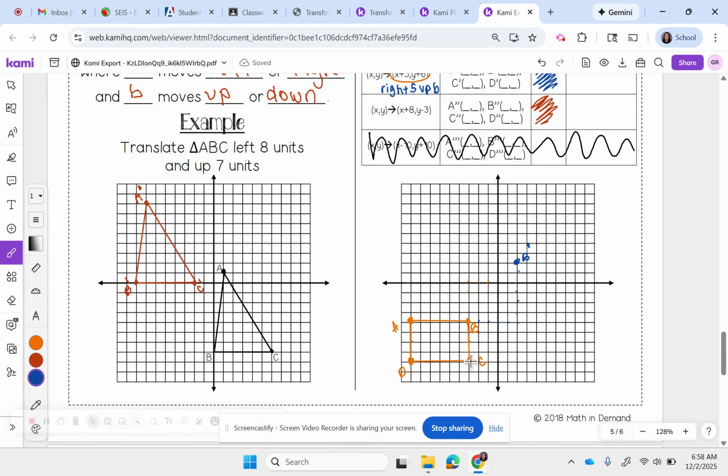And then we're going to translate C. 1, 2, 3, 4, 5, and then up 1, 2, 3, 4, 5. I'm going to erase some of these points as I go so that they're not confusing anybody. Then let's start with A. I'm going right 5: 1, 2, 3, 4, 5. Up 1, 2, 3, 4, 5, 6. And then D, 1, 2, 3, 4, 5. Up 1, 2, 3, 4, 5, 6.